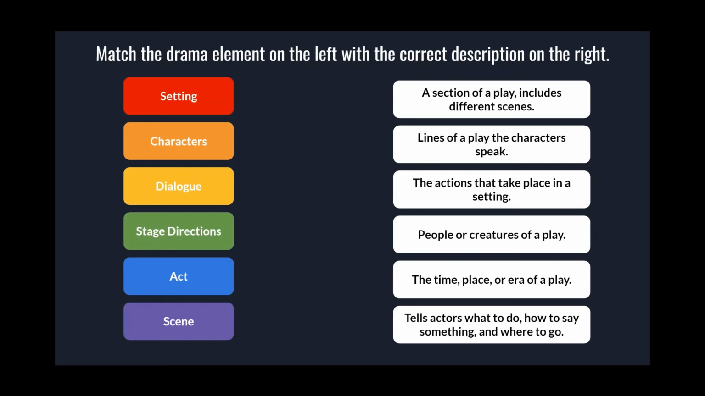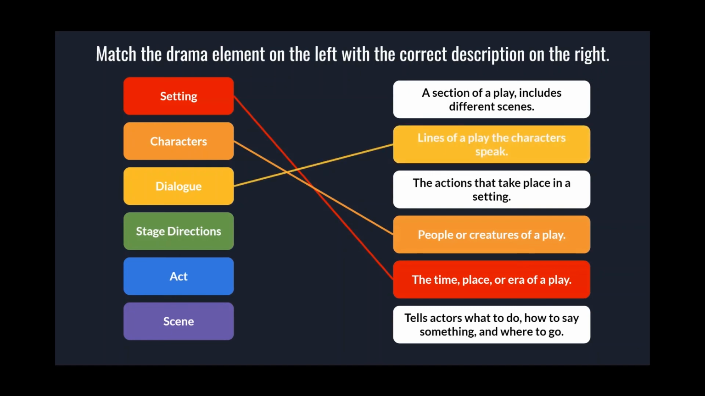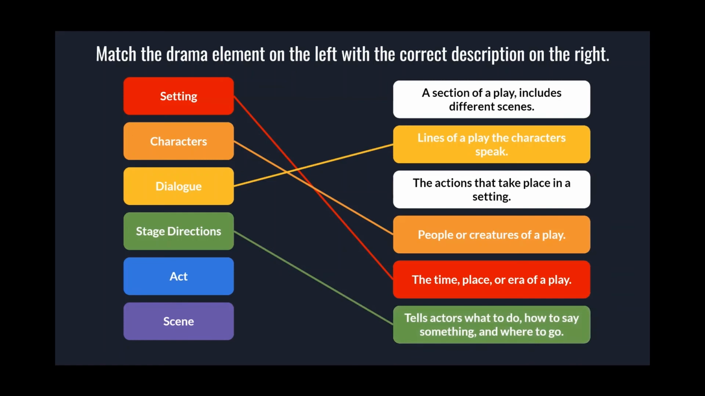All right, hopefully you have your answers, right? I am going to go through them. First one is setting. Setting's description is the time, place, or era of a play, right? Characters, the description for characters is the people or creatures of a play. For dialogue, the description is the lines of a play the characters speak. All right. Stage directions has a description of, tells actors what to do, how to say something, and where to go.